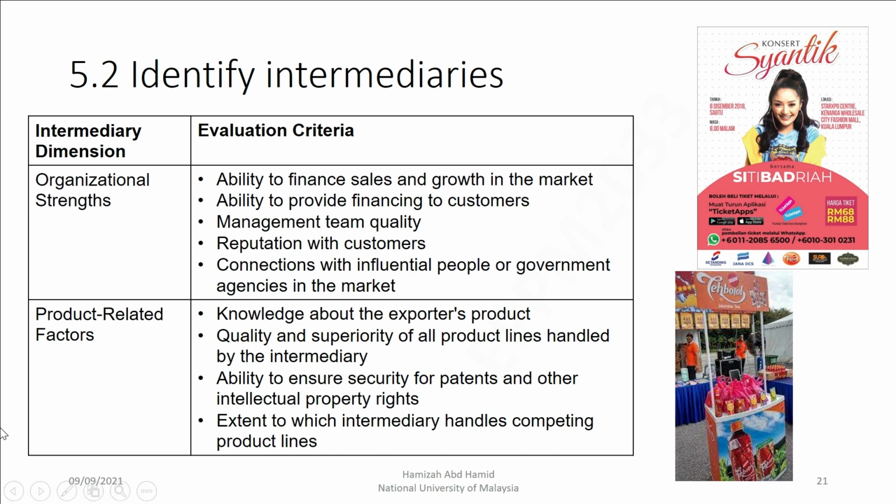Another dimension is more towards product. The intermediary must have knowledge about the exporter's product. Also, they have knowledge of the quality and superiority of all product lines.